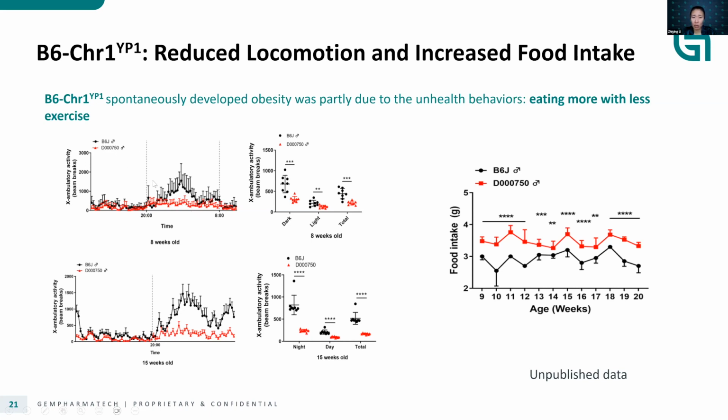For B6 mice, you can see the obvious increased activity during the dark phase. However, for the YP1 mice, for some reason that we didn't expect, they seem to have much reduced activity during the dark phase when they were supposed to be very active, searching for food, playing around, and exploring their surroundings. Parallel to that, what we also see is naturally, without any interference in changing their diet or their eating behavior, they do eat a lot more compared to the B6 mice.